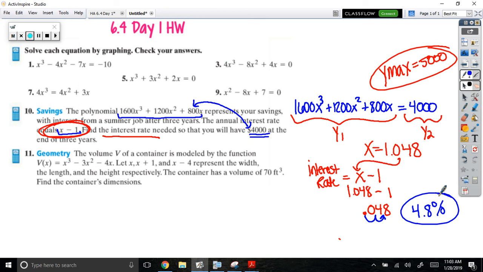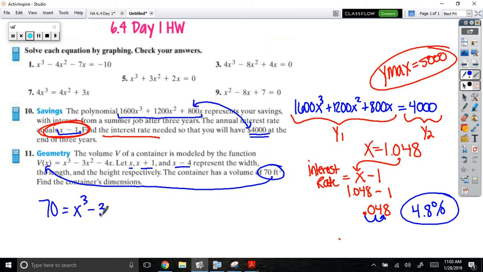Okay, now for number 11, we have something kind of similar to what we did in class. I would think you could do this one on your own, but if you need it, keep watching. The volume is represented by this function. They tell us x, x plus 1, and x minus 4 represent the width, length, and height respectively, which means in order. The container has a volume of 70 cubic feet. All right, so plug that in for volume. So our equation should be 70 equals x cubed minus 3x squared minus 4x.